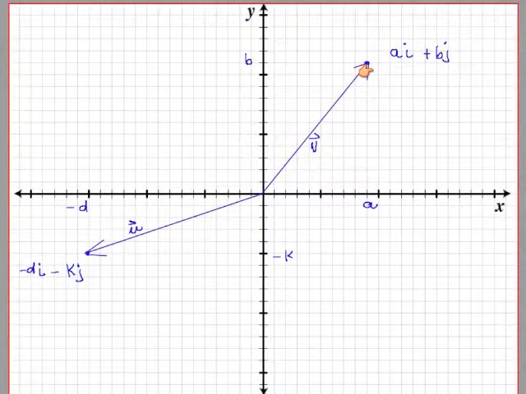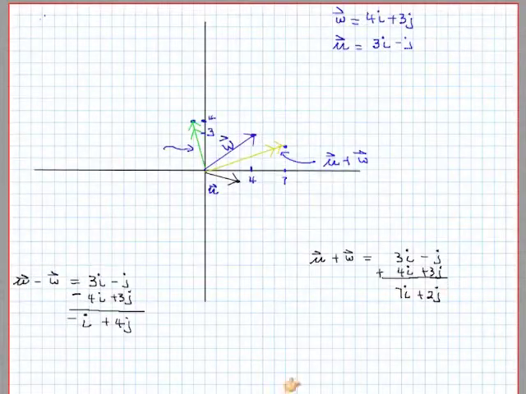We typically represent a vector by stating the endpoint and assume that the line originated from the origin. We represent the line by the vector symbol, as I've shown here and here. And the endpoint is given by ai plus bj, or negative di minus kj. i is traveling along the x-axis, and j is traveling along the y-axis. Vectors can be added or subtracted.